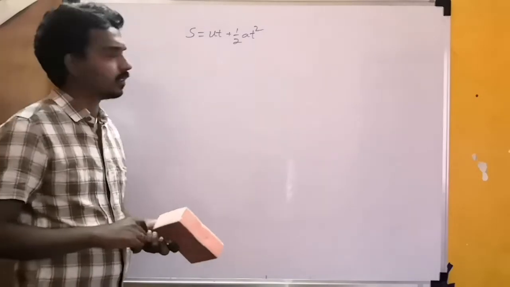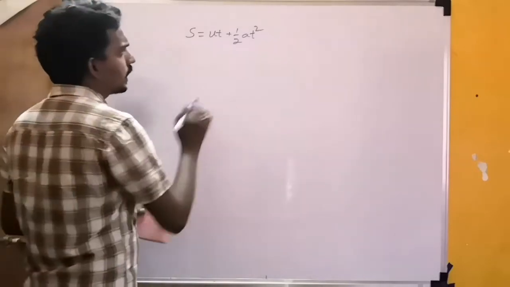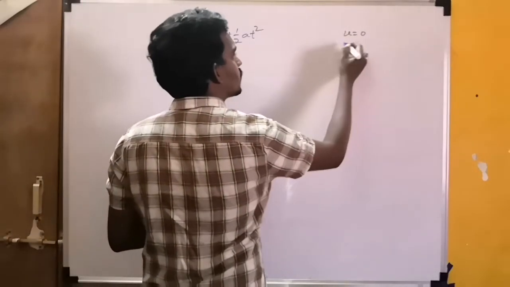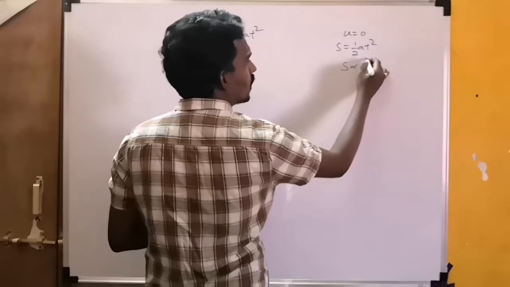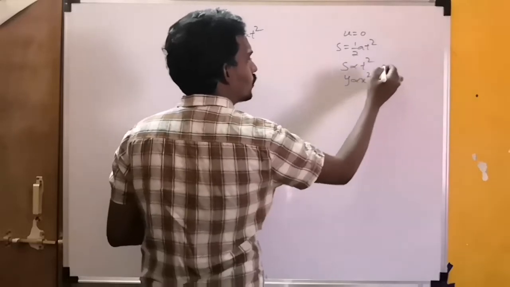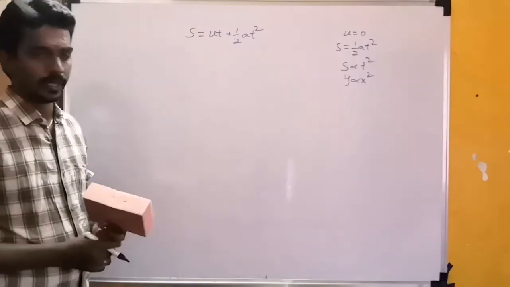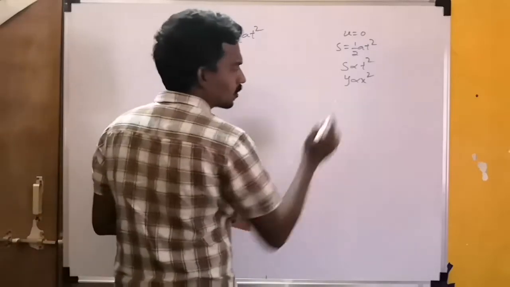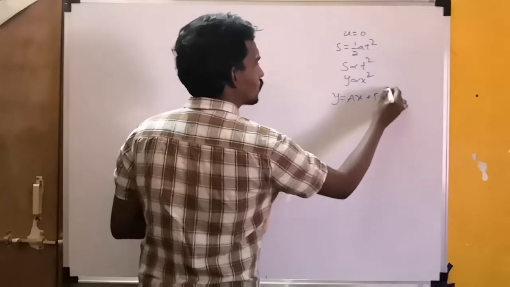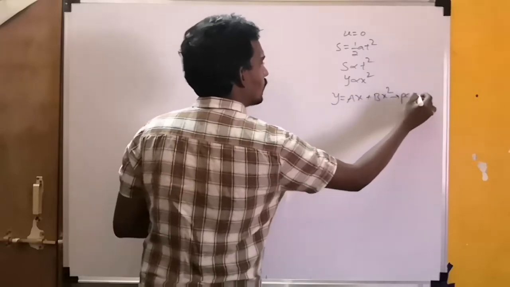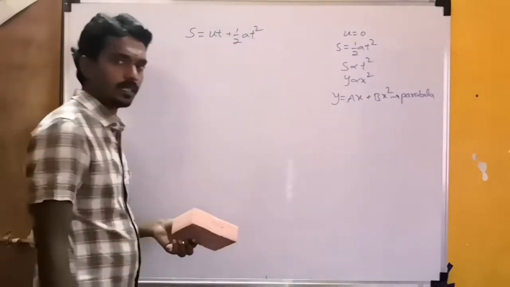uniformly accelerated motion, s equal to ut plus half at square. We took the condition that starting from rest, s equal to half at square, so s is proportional to t square, the y proportional to x square form. But one more thing I will tell you today: not only y proportional to x square, even y equal to ax plus bx square is also a parabola. a and b are constants.